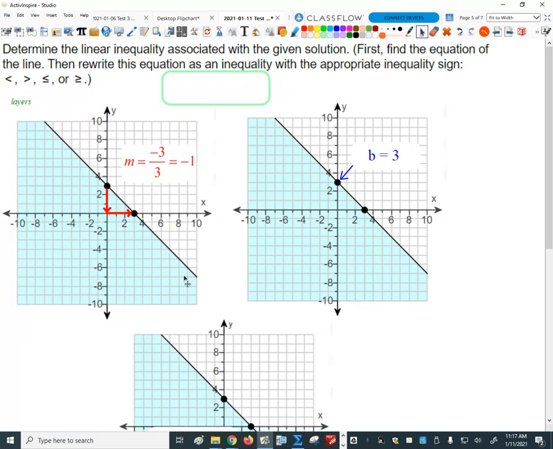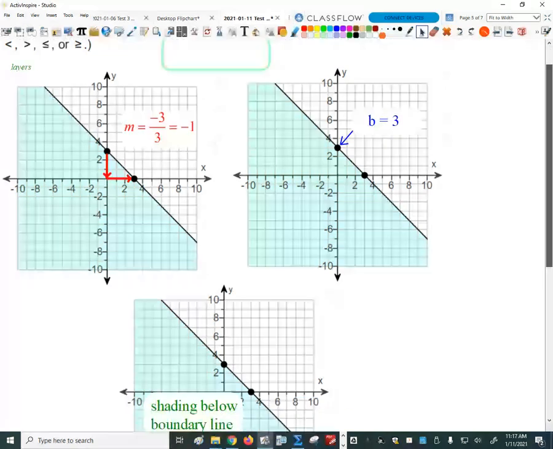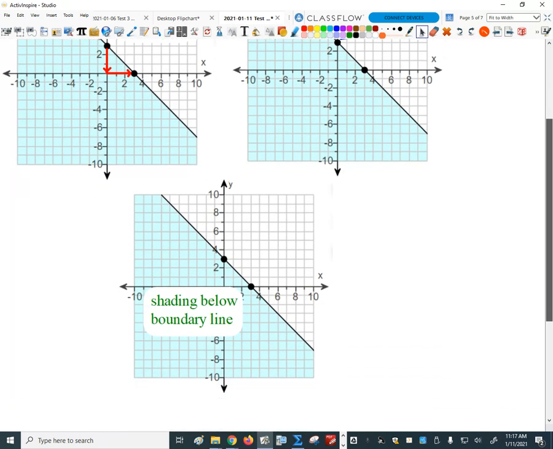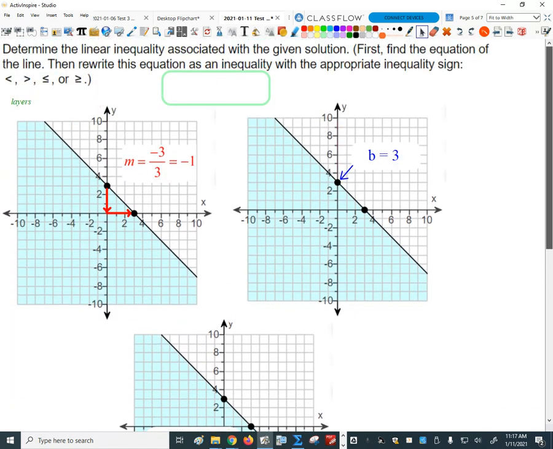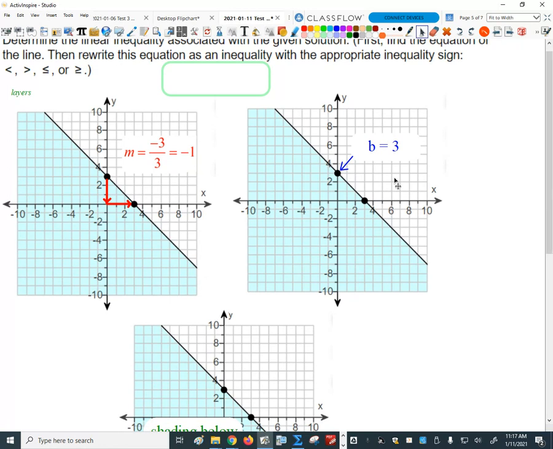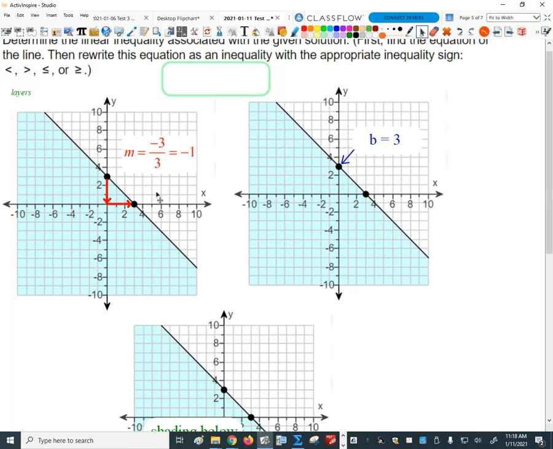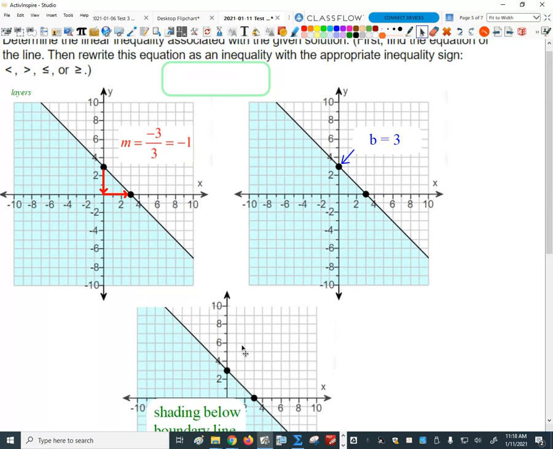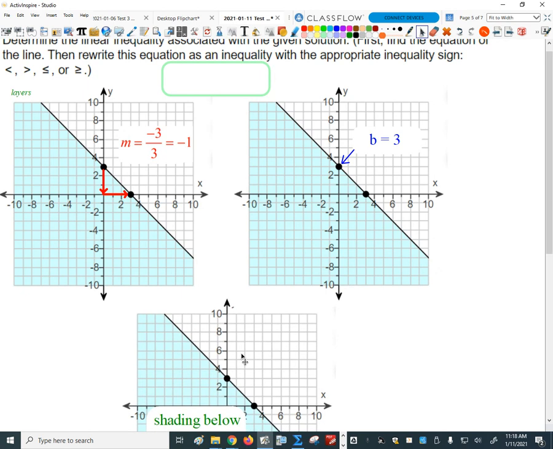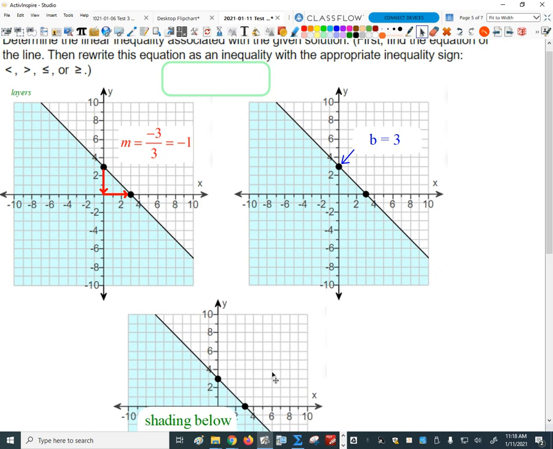So we've got these three ingredients here. We know b, we know m, and we're shading below a solid boundary line. So what do you think? What are we going to get for our final answer then? What's all that stuff going to add up to tell us about this? Let's see here. How about Tony? You want me to give the whole inequality?